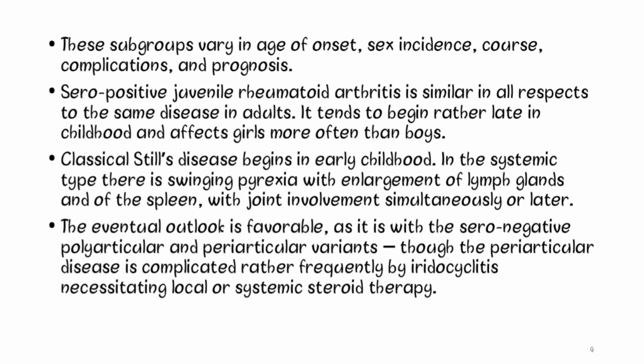Now, let's discuss the prognosis. The outlook for children with JRA varies. It means that some may experience occasional flare-ups followed by periods of remission, while others may have more persistent symptoms. With proper treatment and management, children with JRA can lead active and fulfilling lives. So overall, the prognosis is favorable, but the periarticular disease can be complicated by iridocyclitis, that is an inflammation of the iris and ciliary body, and this requires steroid therapy.